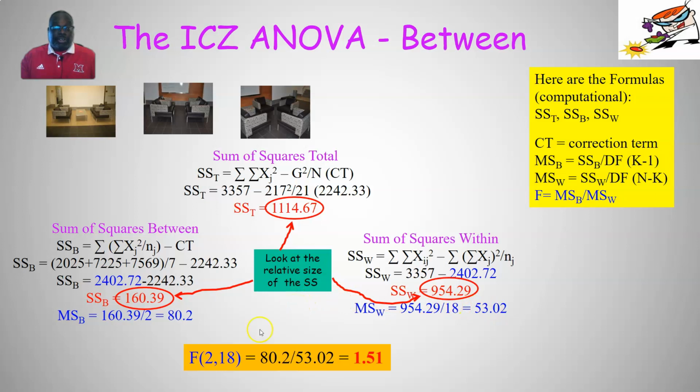So the F ratio of 2 and 18, again, these are degrees of freedom for effect and random, or within error, is 80.2 over 53, which gives us 1.51. Now, I'm not going to look this up. I'm going to tell you that this is not going to be significant. We've attributed a little bit more variability to our effect than to chance, but it's not enough to be significant. So at this point, we actually can't say that changing the arrangement of the seating has made a difference in the amount of conversations here.